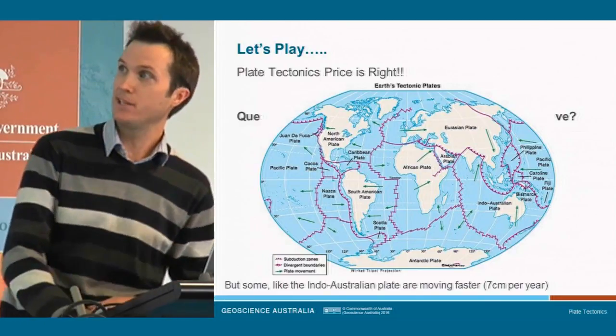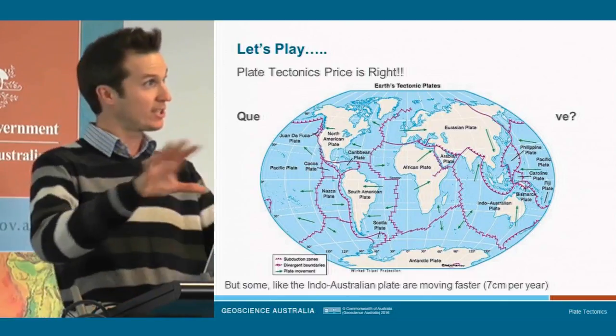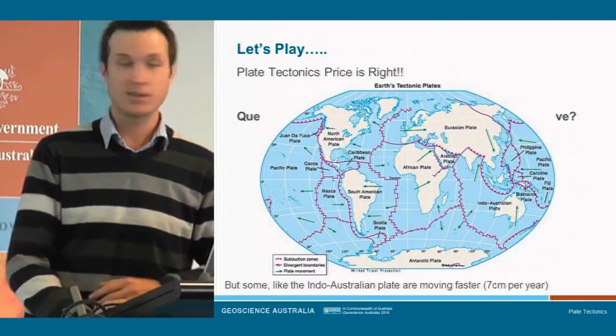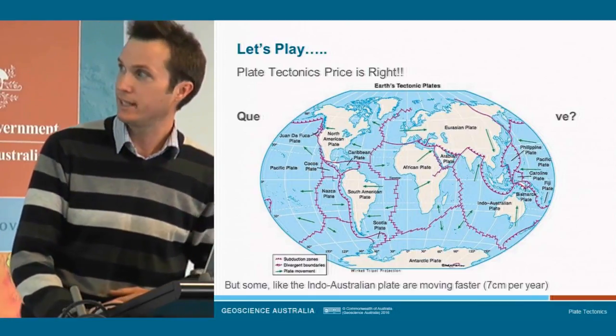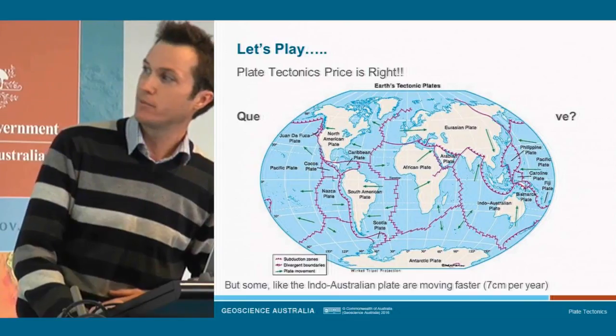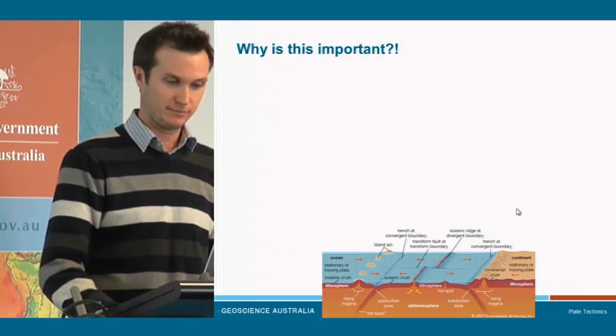So here you go, here's that same image. Now if you have a look at these green arrows, you can see the direction these plates are moving, and the length of those arrows dictates how fast they're moving. So here's the Australian plate here. It's moving pretty much north, one of the fastest rates on the Earth.